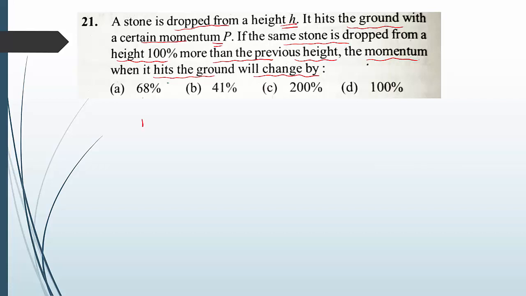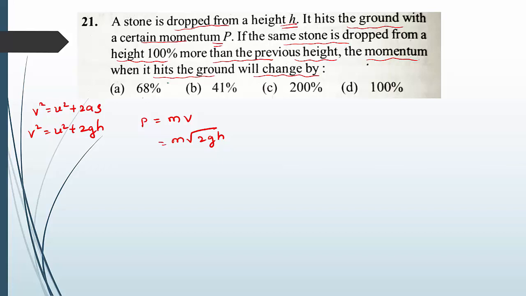So generally momentum is given by the equation P equal to mv, and in place of v I am going to write square root of 2gh. How did we get this equation? v square equal to u square plus 2as, so v square equal to u square plus 2gh, because we are going to drop a stone from a certain height.